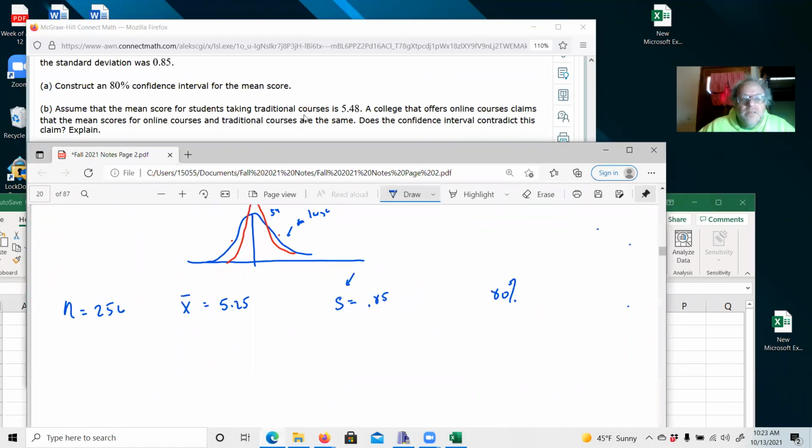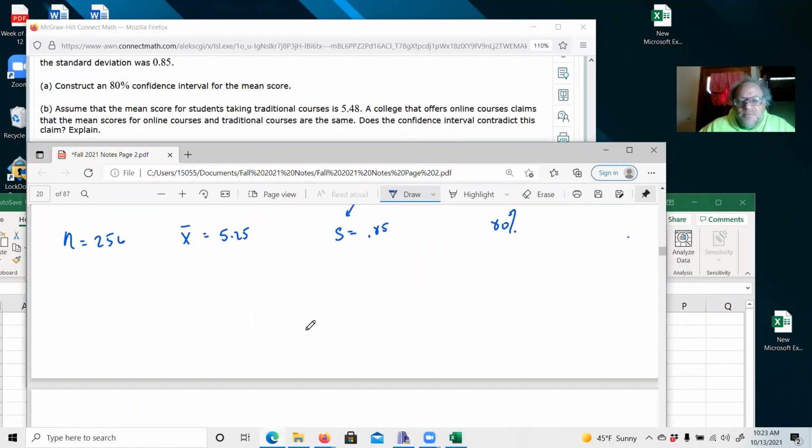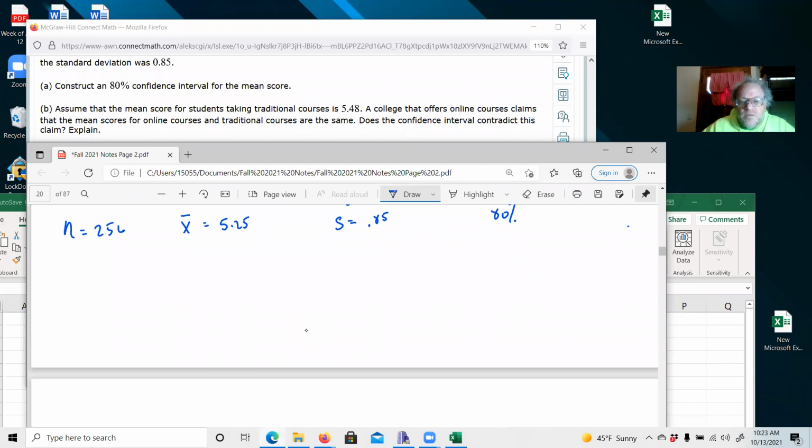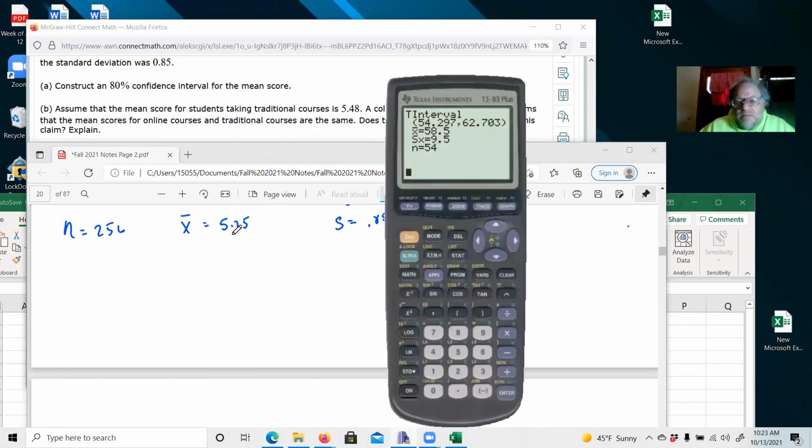Okay, so here are our values. Let's make a confidence interval. We're going to go back to our calculator. Again, they just gave us descriptive statistics, not 256 numbers that we would have to sort through. So we're just going to say stat, test, and go down to T interval. Then we're going to type in our data.